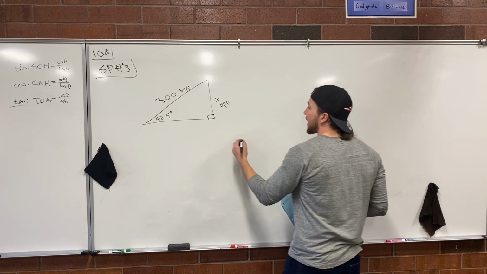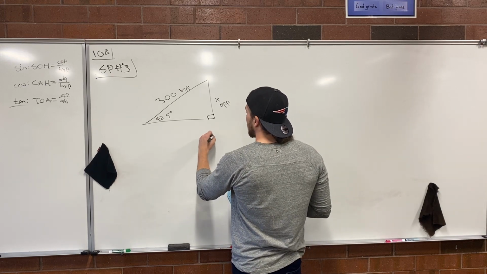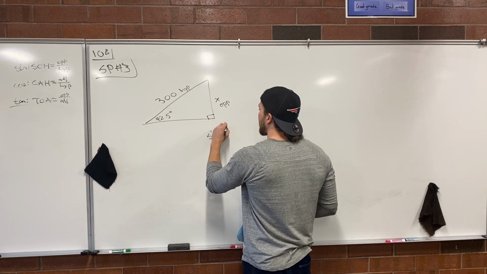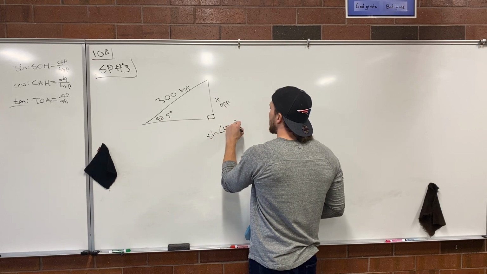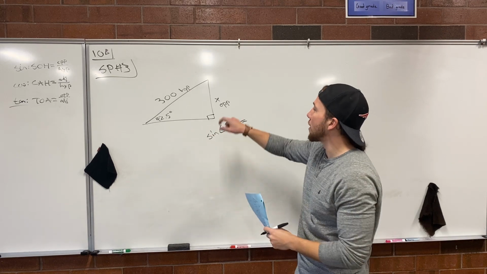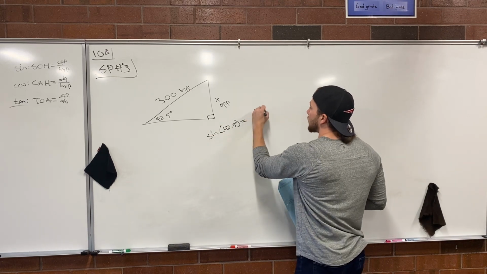Okay, so I'm going to do sine, and I'm going through a little quick just because I'm about to get kicked out. So sine of the angle 42.5 equals opposite over hypotenuse. So x over 300.